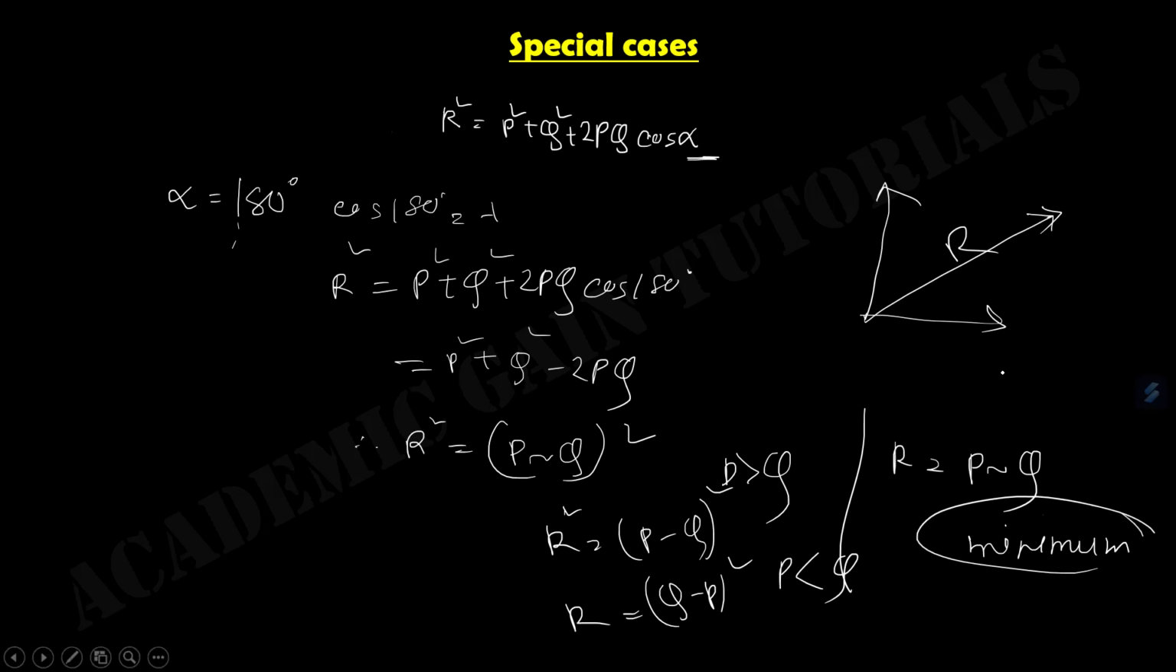If two vectors are acting in opposite directions, like this is a vector P and this is a vector Q, and they both act in opposite directions, and the angle between P and Q is 180 degree, then the resultant must be minimum.